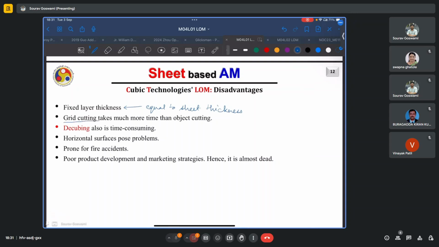Grid cutting and decubing take much more time than the object cutting or the actual building process itself. Decubing is time consuming, perhaps the most time consuming process. Horizontal surfaces pose problems because they might leave remnants of the material to be removed. The finish is badly affected. Because paper is a highly flammable material, this process is prone to fire hazard, and this technology itself is almost dead because of inadequate product development and marketing.